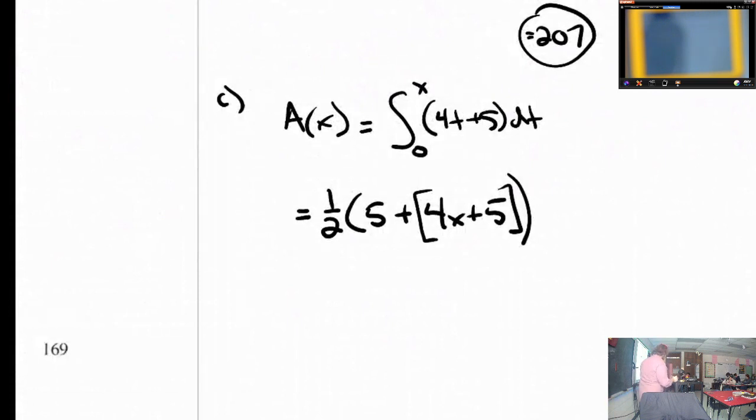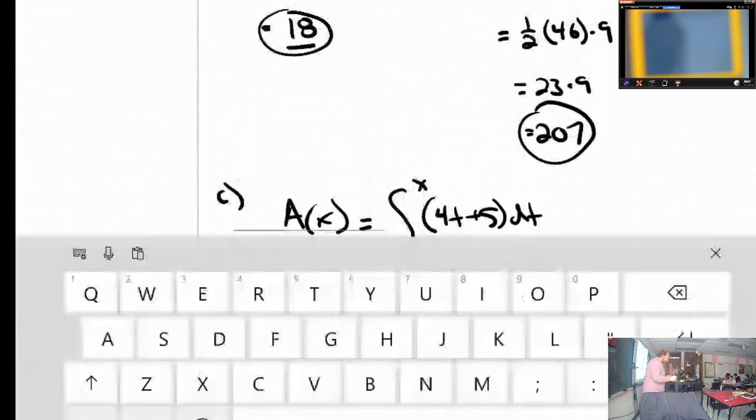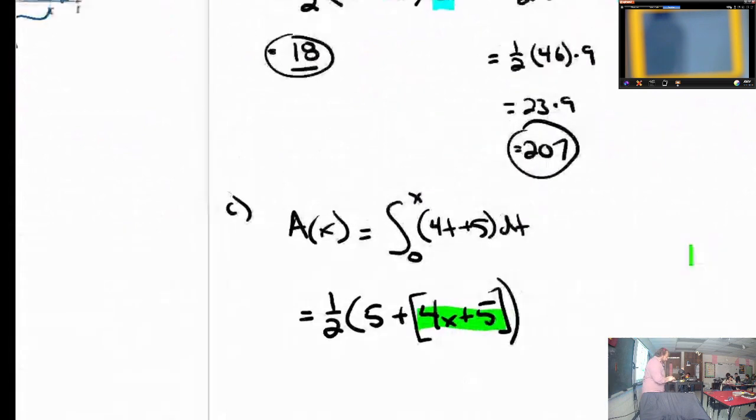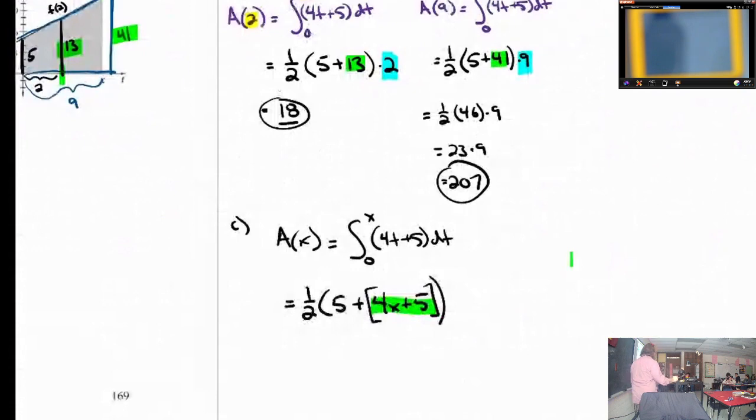Nice. So I'll highlight that in green too, just to be consistent, because that's where it came from. That's how we got 13, that's how we got 41, and that's how we would get any height at x. We would use 4x plus 5. The other question is, what about 2 and 9? And that's even easier. That's just whatever x was. So we're just going to put another x at the end here too. You'll notice I did change 4t plus 5 into 4x plus 5, because I actually am going to plug it in now.